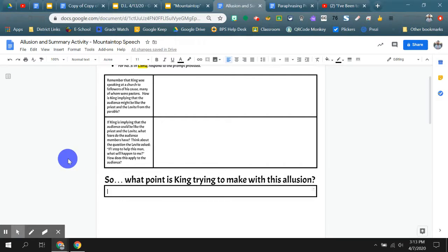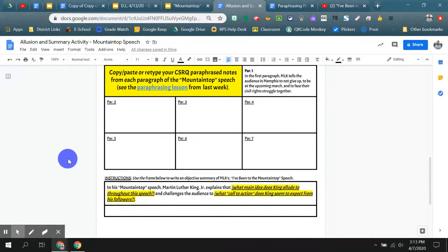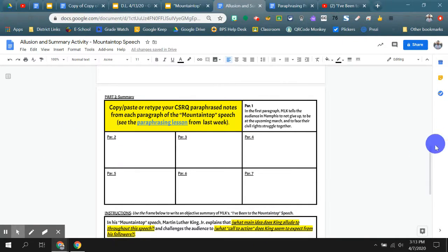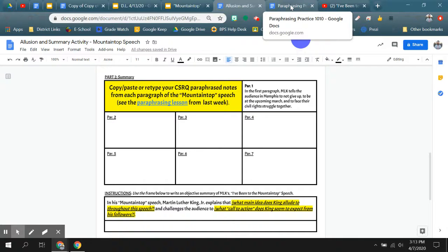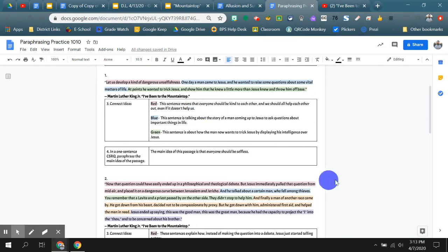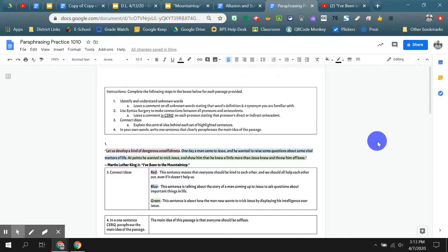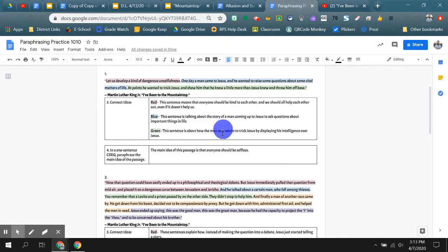Now, moving on down here to part number 2. This is going to harken back to the assignment from last week, paraphrasing practice. This first box here, just like the part above, is going to be a lot of copying and pasting. Last week, you guys should have done your 2 paraphrasing practice activities. Paraphrasing practice number 1 looks a little something like this. It was the assignment where you had to go through and highlight and comment on unknown words, highlight and comment on pronouns, and then do the sentence explanations, and then the overall idea from the paragraph.